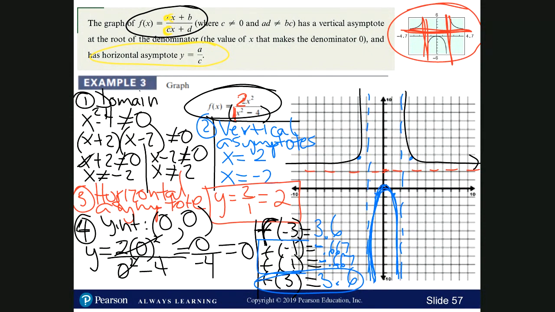When you graph this on MyMathLab, make sure you do include the asymptotes and make sure you do make them dashed or dotted, because if you don't, MyMathLab will count it wrong. And that's it for the graph of that one.